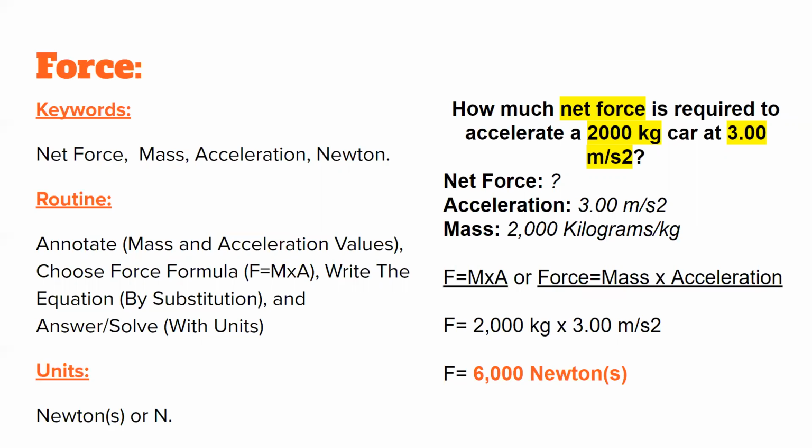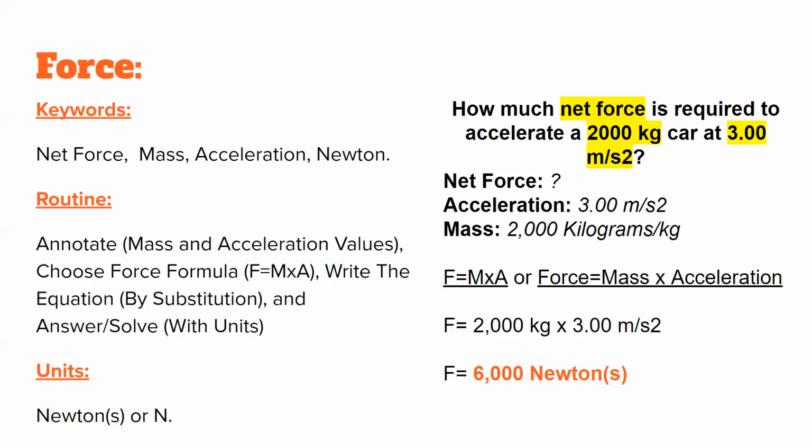That squared is a dead giveaway. Acceleration, that's our acceleration value. 3 is our acceleration. 2,000 is our mass. And we don't know what our net force is, so that's why we have that question mark there. We don't know yet. We need to solve for it. So we chose our formula, which is F equals M times A, which is basically force equals mass times acceleration.